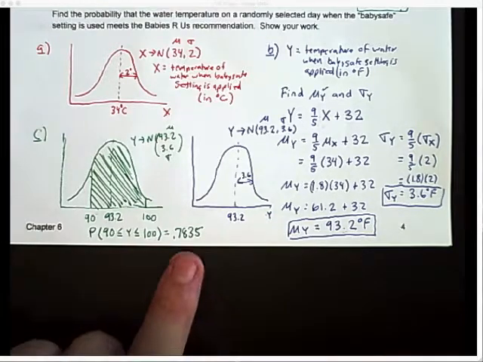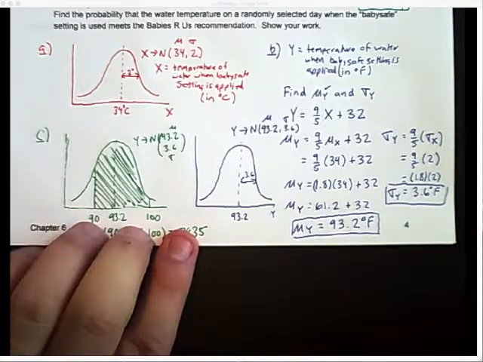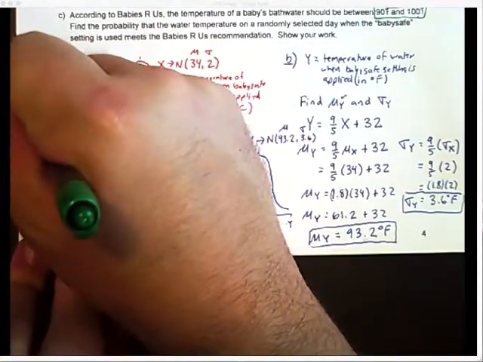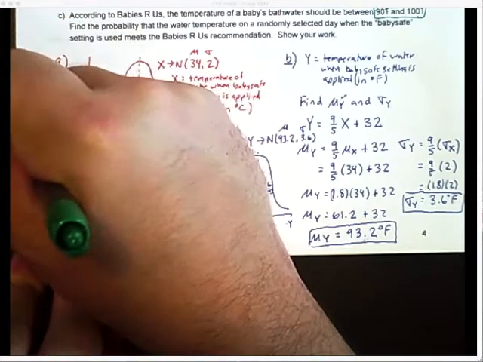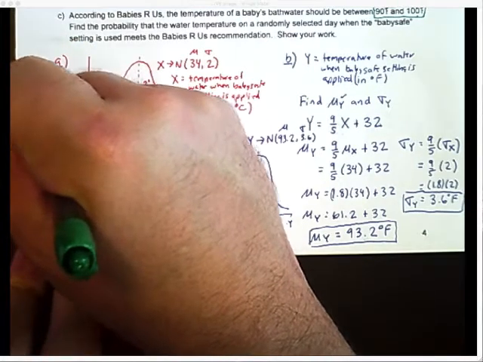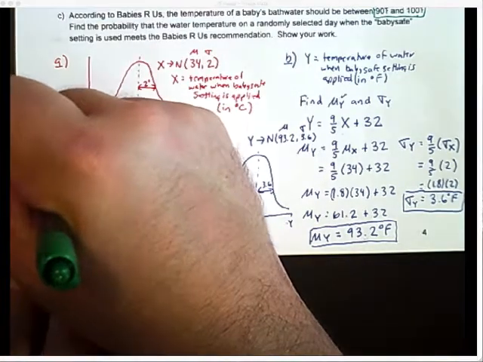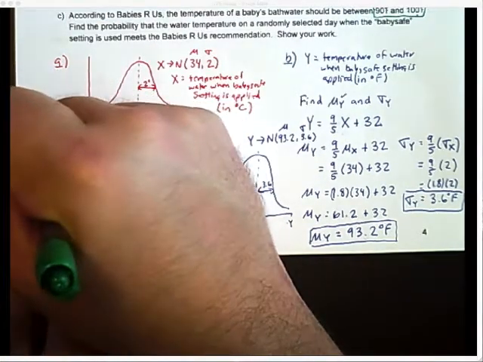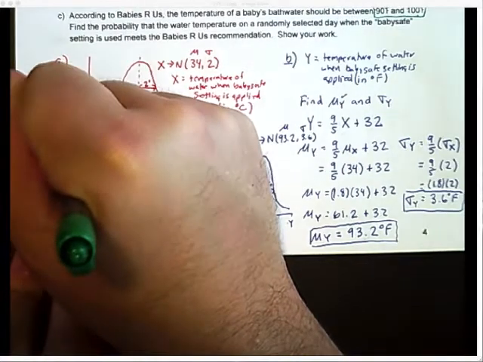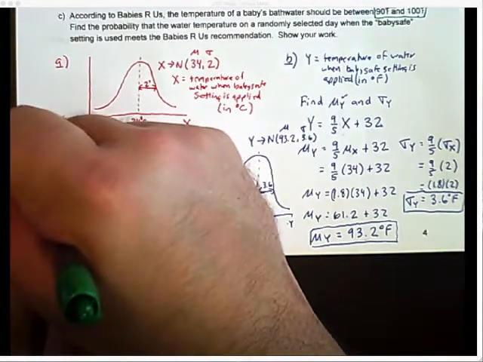All right, what does that mean? 78.35% of the time, the baby safe setting meets the recommendation of Babies R Us.